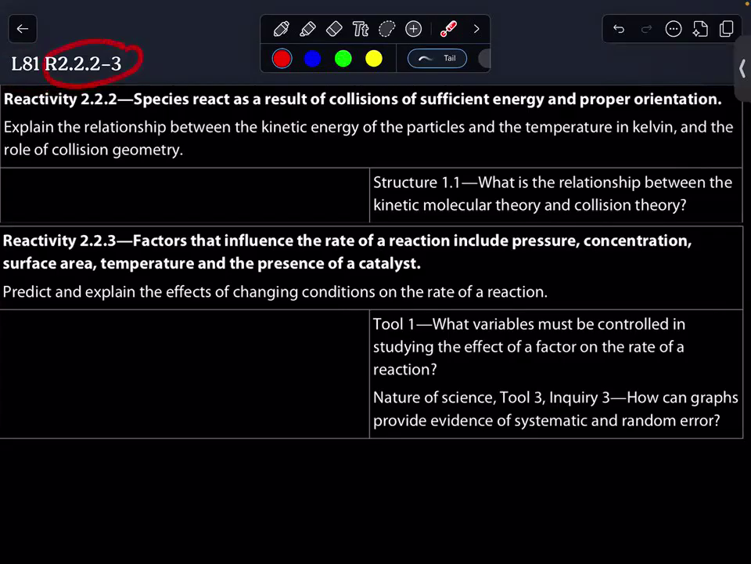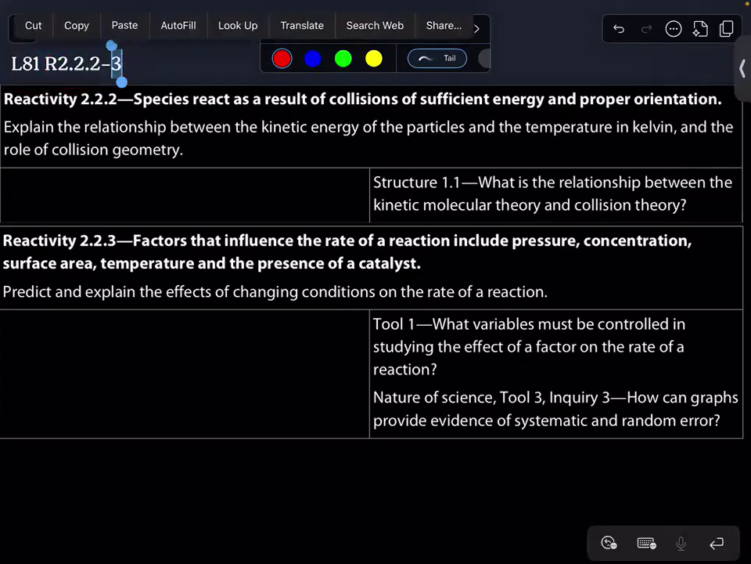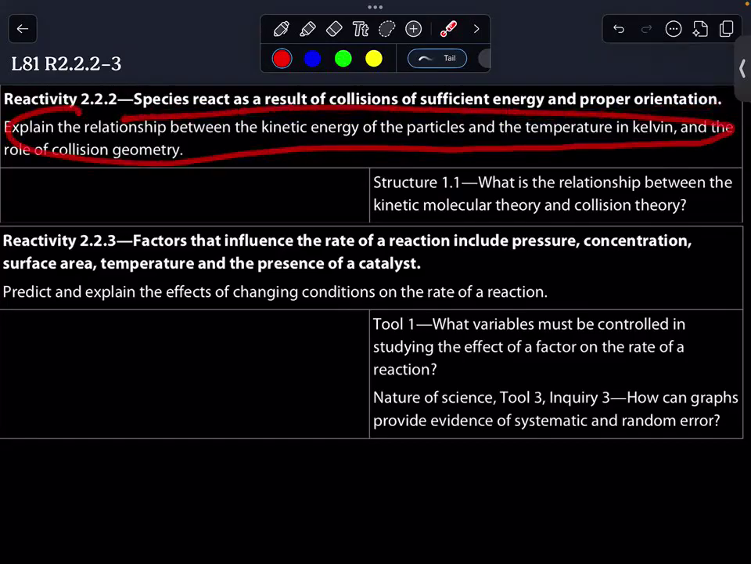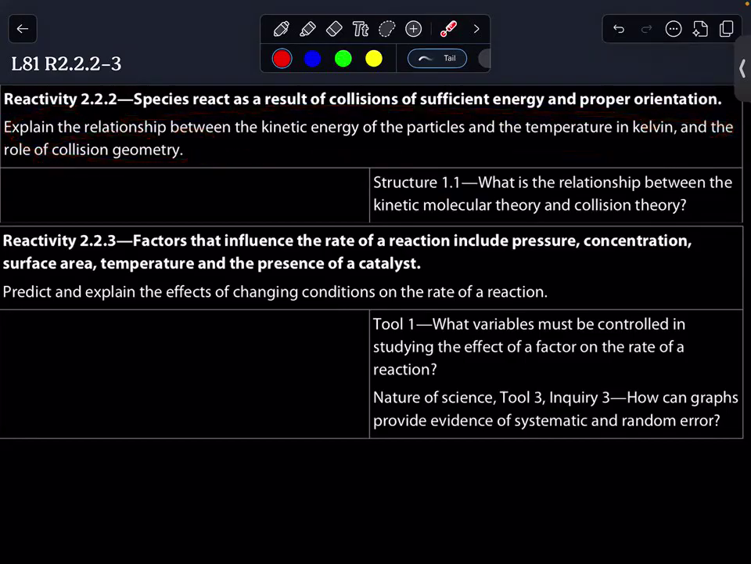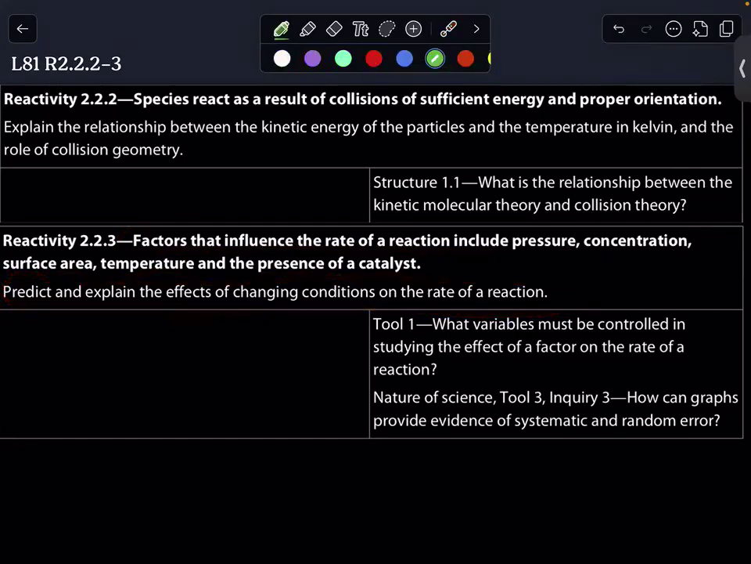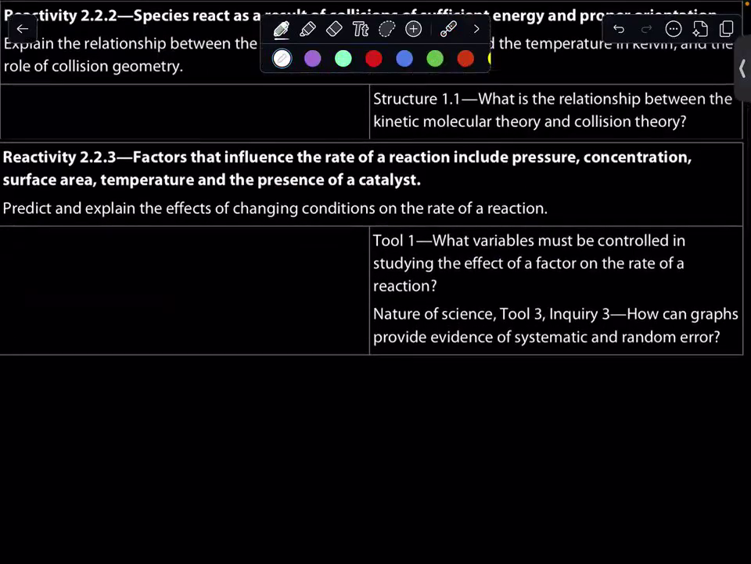Today we're going over reactivity 2.2.2 and 2.2.3. So, with that said, reactivity 2.2.2 covers how species react as a result of collisions of sufficient energy and proper orientation. We will explain the relationship between kinetic energies of particles and temperature in Kelvin and the role of collision geometry. Furthermore, in 2.2.3, we're going to cover factors that influence the rate of reaction, which include pressure, concentration, surface area, temperature, and the presence of a catalyst, so that later we can predict and explain the effects of changing conditions on the rate of reaction. It's quite a few things, but we can cover it without too much trouble.